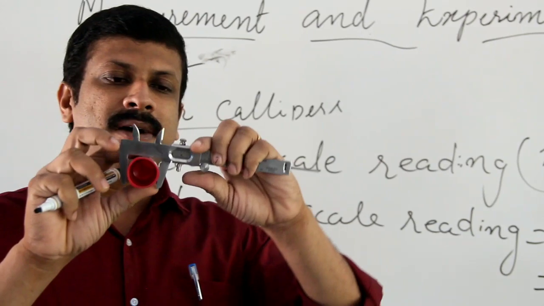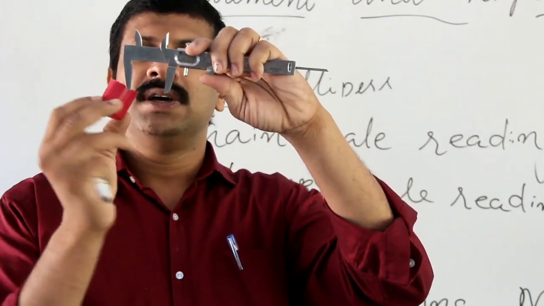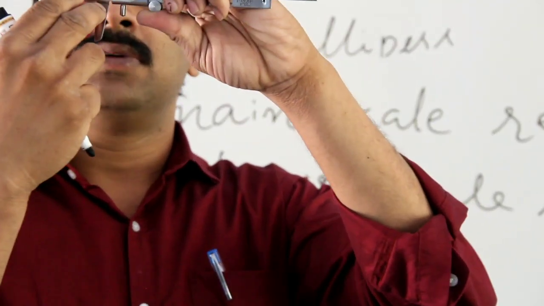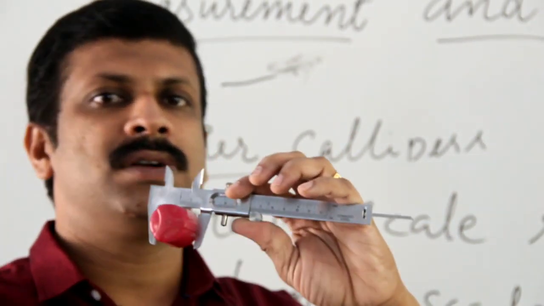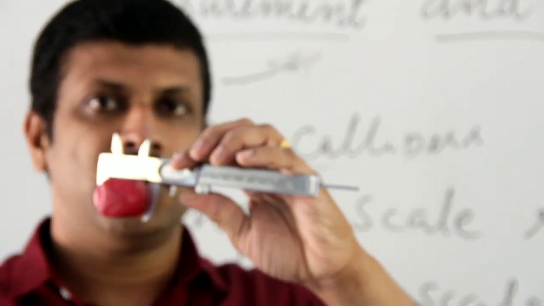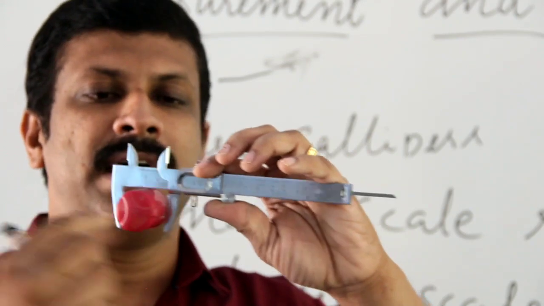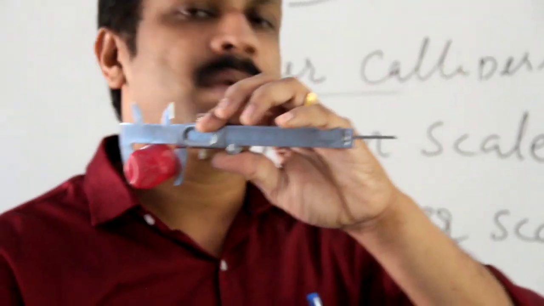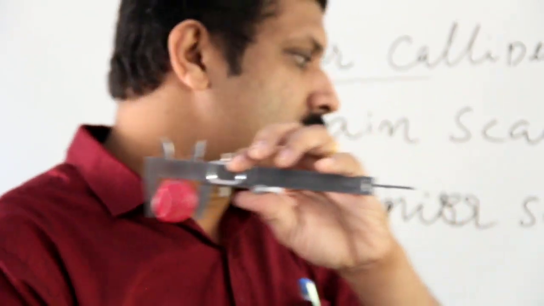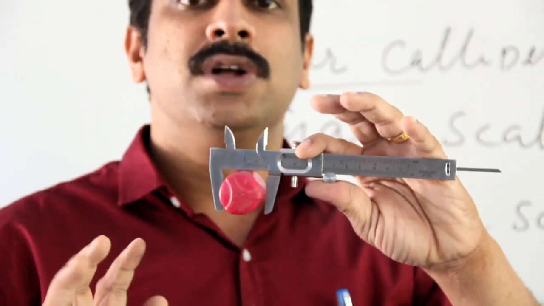Again, we are taking the diameter. Just move the movable jaw, then keep the object like this. The reading should be taken as I have shown on the board. First the main scale reading should be taken, then the vernier scale reading should be taken. That number should be multiplied with the least count. Then the total reading is main scale reading plus vernier scale reading.